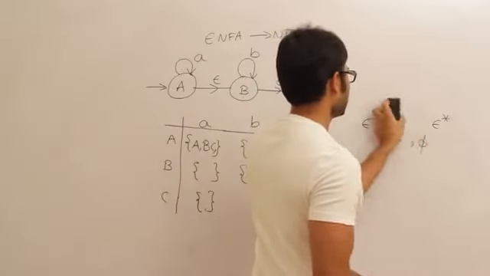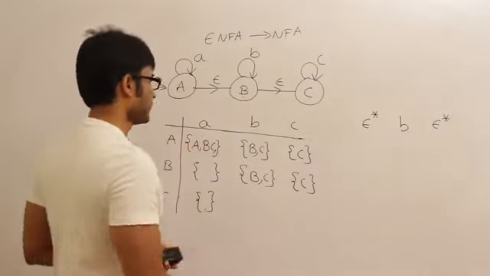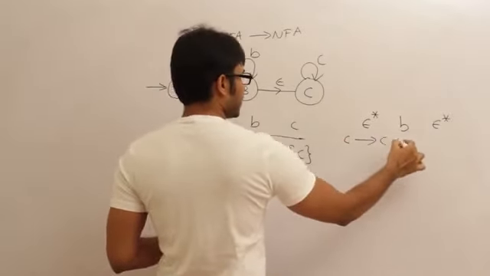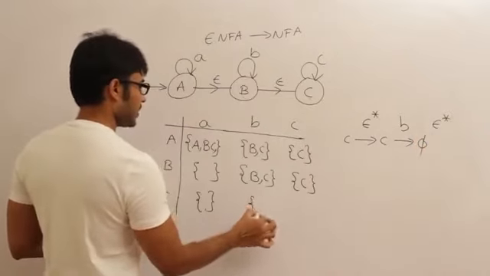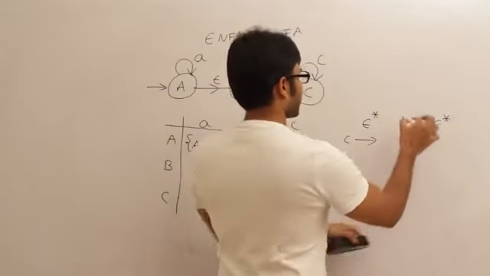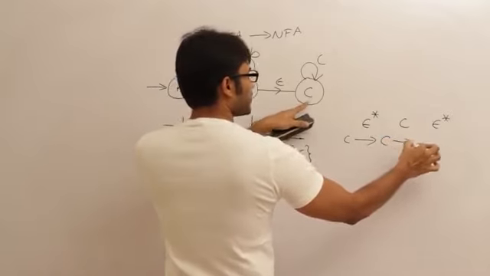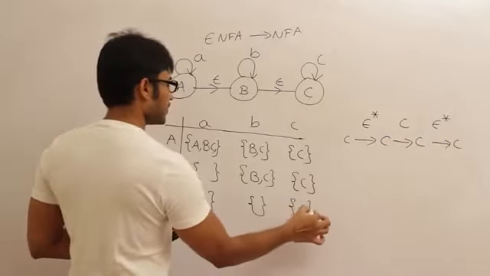Next thing is capital C on B. What is capital C on B? Epsilon closure of C is C itself, and capital C on B is going to be φ. Therefore, everything is going to die, empty set. What about C on C? Epsilon closure of C is C, and C on C is going to C, and again epsilon closure of C is C. Therefore, this is it.